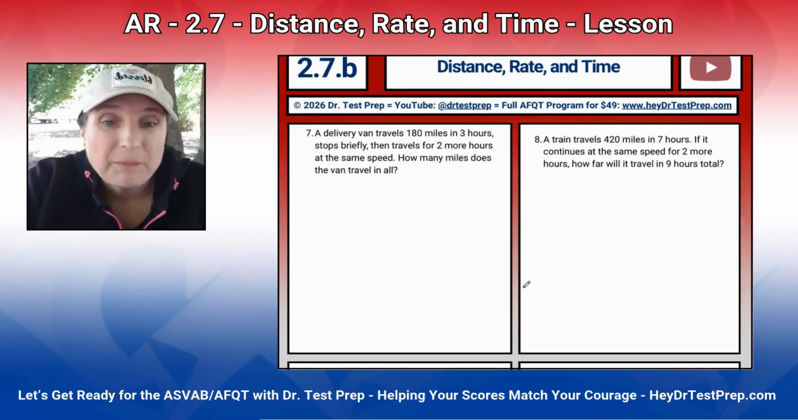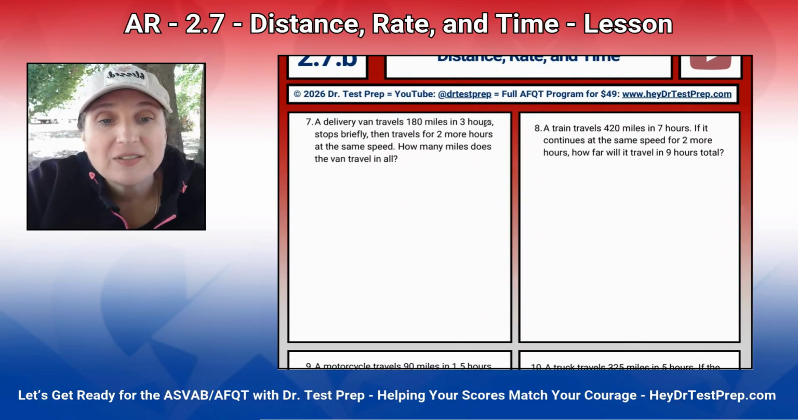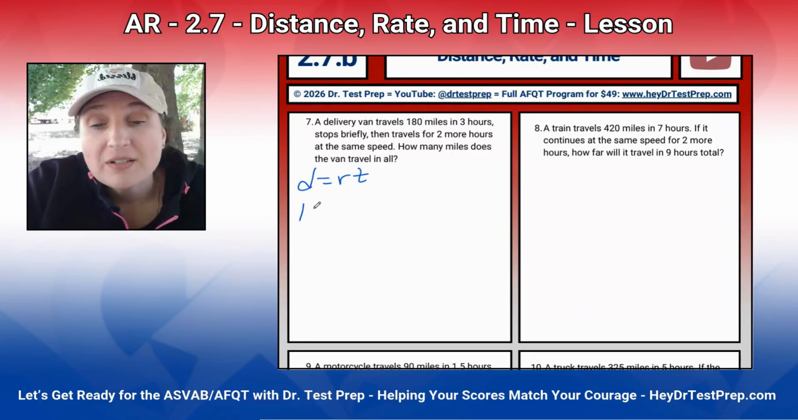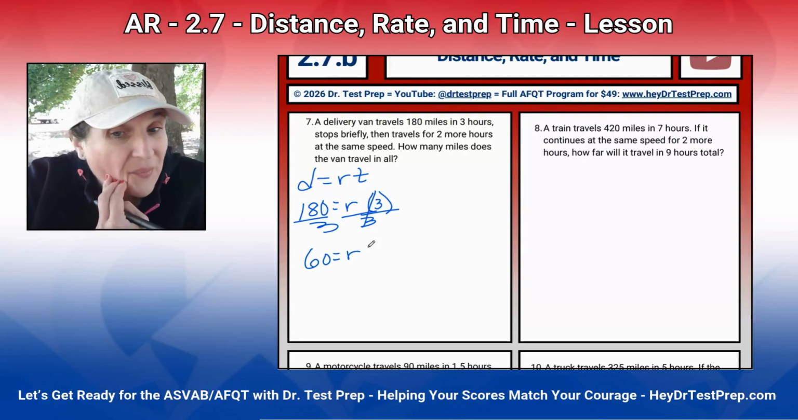Oh, we got more. A delivery van travels 180 miles in 3 hours, stops briefly, and then travels 2 more hours at the same speed. How many miles does he travel in all? So again, it's a double problem. 180 miles, we don't know the rate, but we know that it was in 3 hours. So when we divide both sides by 3, we're left with he went 60 miles per hour.